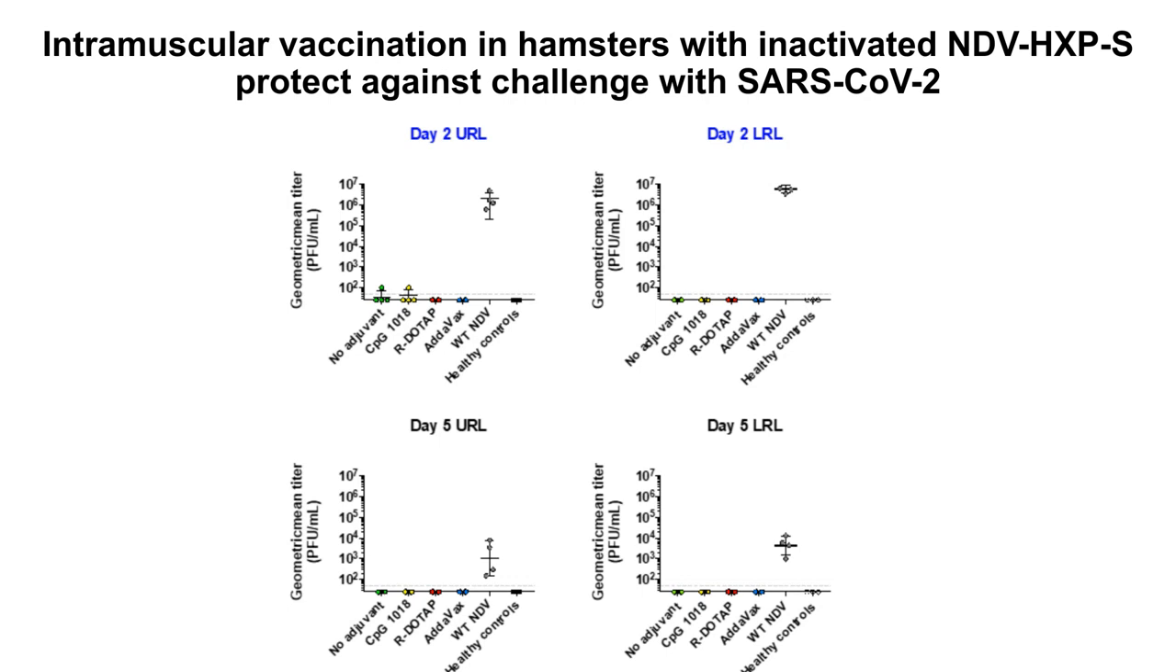Now, this intramuscular vaccination in hamsters does reduce viral titers, especially the adjuvanted vaccines. At day 2 in the lungs of these animals, or at day 5, we cannot detect any viral titers as compared to control animals.